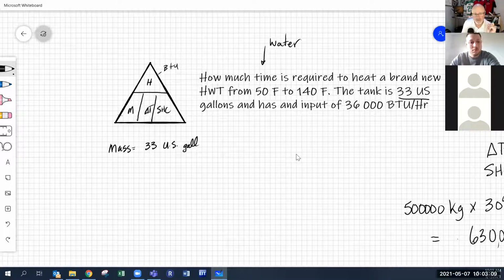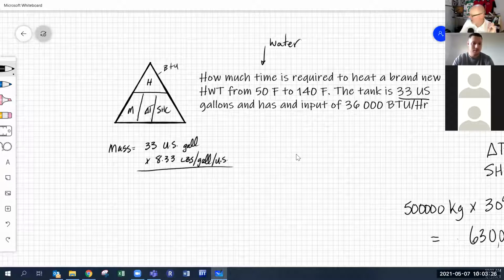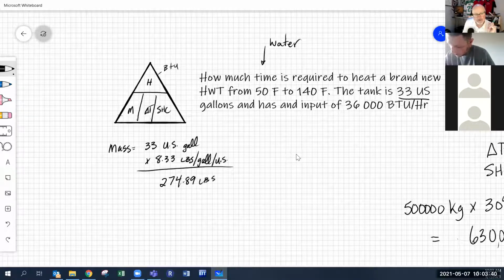7.5? Nope. 6.24? Nope. 8.33. 8.33 pounds in 1 gallon US. So our mass of water is 33 times 8.33, so we have a mass of 274.89 pounds.